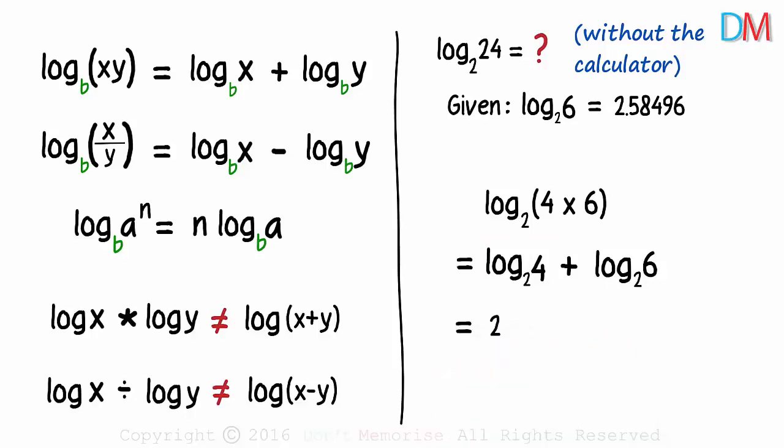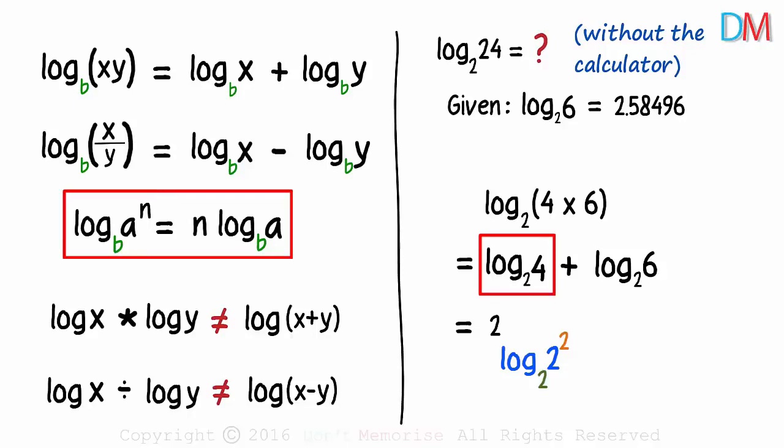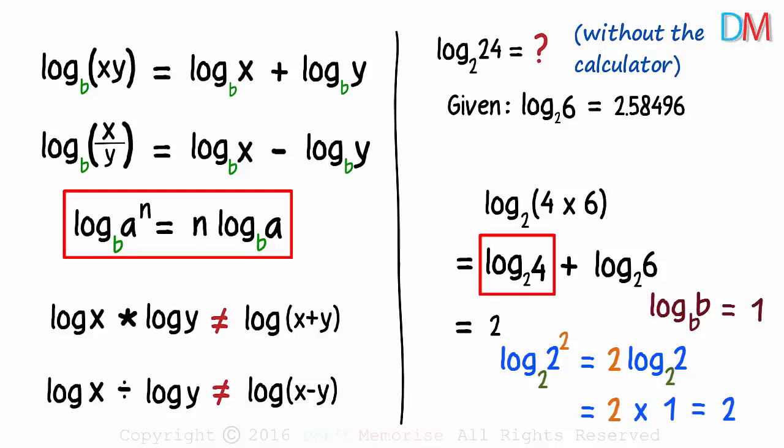There was another way in which we could have solved for the first term. It can be written as log of 2 squared to the base 2. Applying the third rule, we can write this as 2 times log of 2 to the base 2. And we know that log of b to the base b equals 1. And 2 times 1 is 2. No matter what rule or property you apply, you will get the same answer.